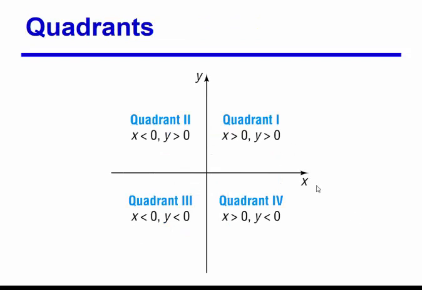And so again, here are the quadrants. In quadrant 1, they're both positive. In quadrant 2, the x is negative and the y is positive. In quadrant 3, they're both negative. And in quadrant 4, the x is positive and the y is negative.